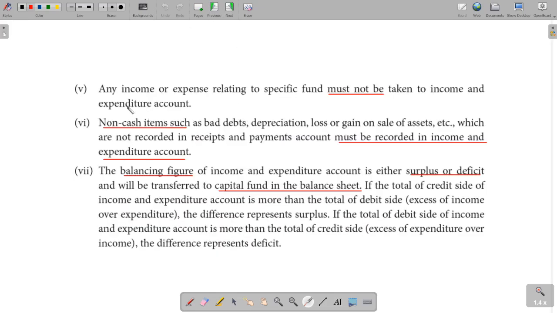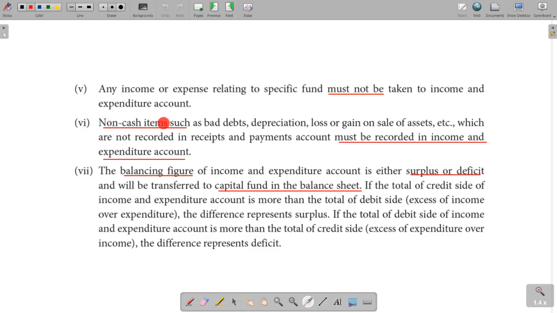Now, if income or expense of a specific fund is given, this must not be taken to the income and expenditure account. Whenever it is a specific fund, the income or expenditure related to it will not be taken into this account.